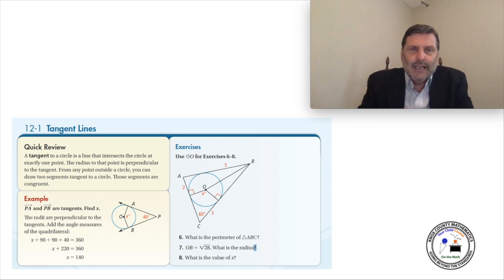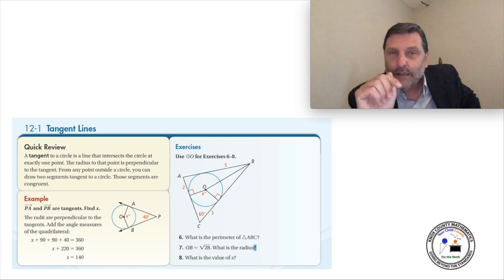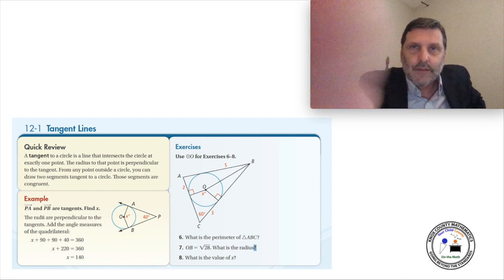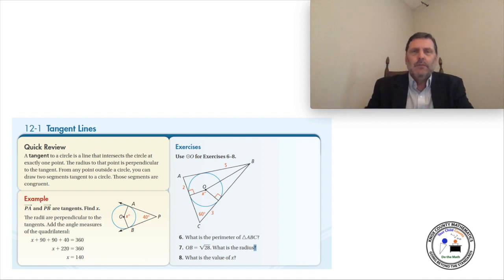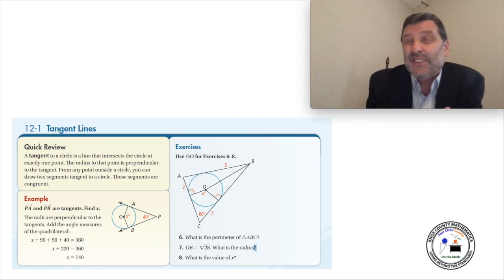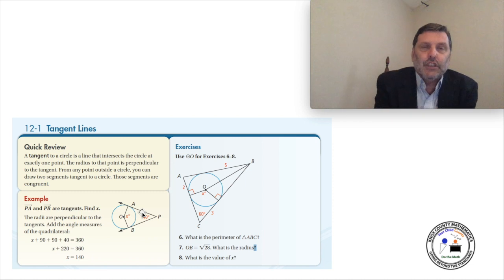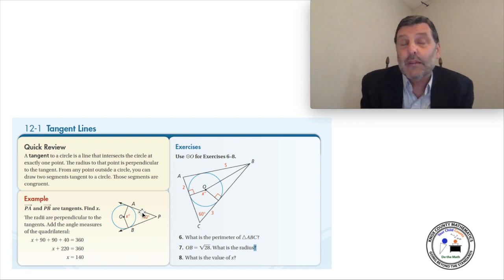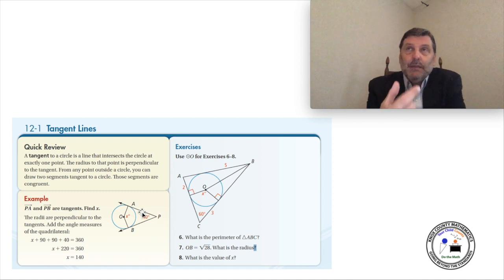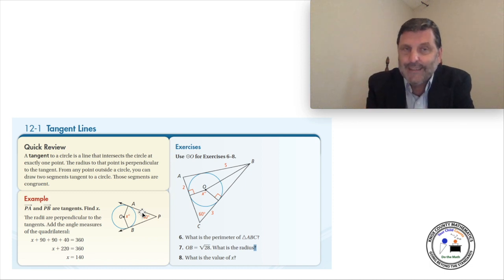Let's talk about tangent lines. A tangent to a circle is a line that intersects a circle at exactly one point. You're going to use the word tangent a lot in your math career, but this talks about a tangent to a circle. Basically, it touches the circle at only one point, such as the ray PA. Keep in mind, this tangent could be a ray, a segment, or a line. As long as that shape touches the circle in only one place, it's tangent to it.